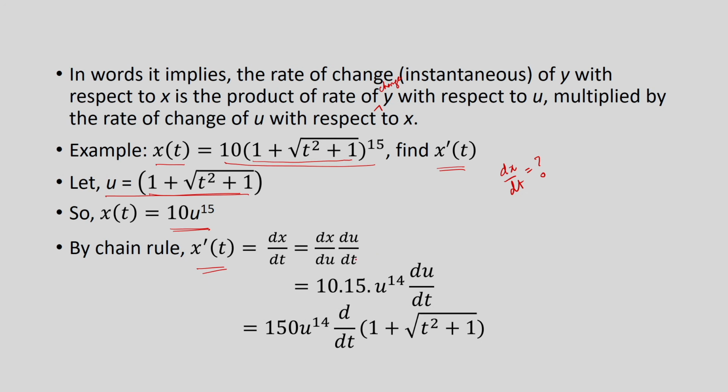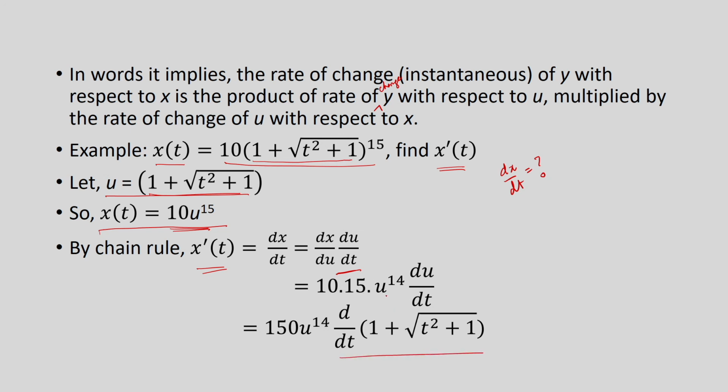So, what is dx du? We can obtain that from here. It will be 10 multiplied by 15 multiplied by u to the power 14. I am using the power rule, that if you take the derivative of x to the power n, you get n multiplied by x to the power n minus 1. And there is another term, which is du dt. So, how the u changes with respect to change in time. Here t can be assumed to be time. So, that is what we have written here.